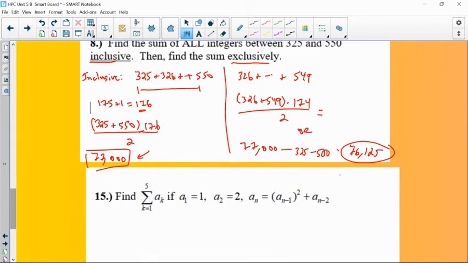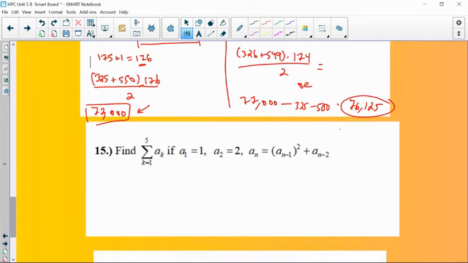Okay, and then I wanted to do another recursive problem here, number 15, just to kind of look at this. So it's the sum of the first 5. Here it tells us what the first number is and the second number is, and it says to get to the nth term, we're going to square the most immediate term that came before it, and then add it to the second term that came before it. So to find a sub 3, I would square a sub 2, which is 2, so 2 squared, and then I would add it to the first term, which is 1. So 2 squared is 4 plus 1 is 5. So I know the third term is 5.